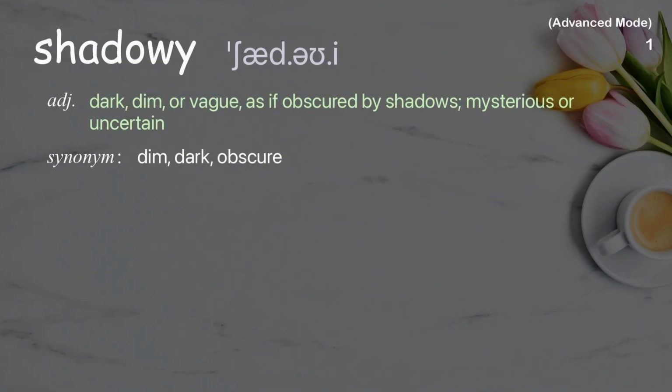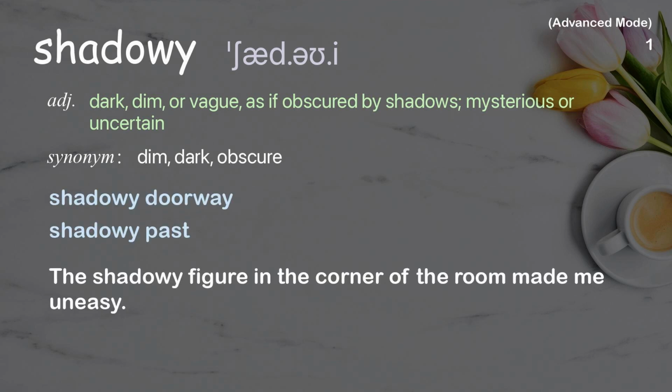Shadowy. Dark, dim, or vague, as if obscured by shadows, mysterious, or uncertain. Examples. Shadowy doorway. Shadowy past. The shadowy figure in the corner of the room made me uneasy.